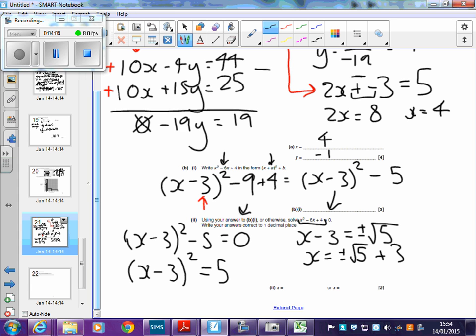We want our answer to 1 decimal place, so we get our trusted friend, Mr. Calculator, and I'm going to write root 5 plus 3 equals 5.2 to 1 decimal place, so that is my first answer. And then for the second one, you put a minus in front of the root 5, and that gives me, to 1 decimal place, 0.8.